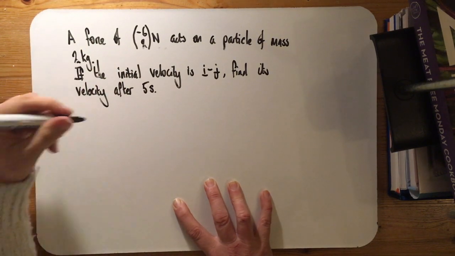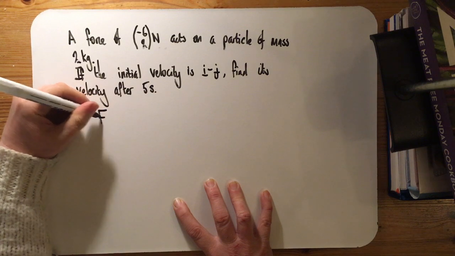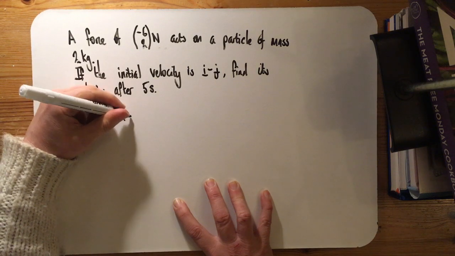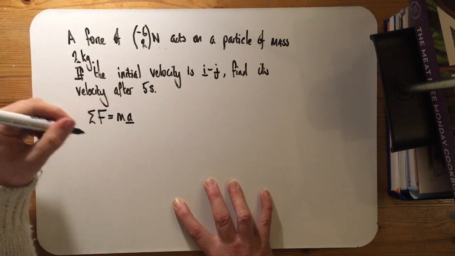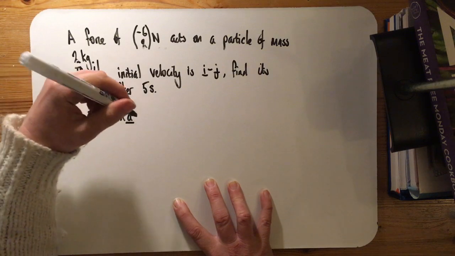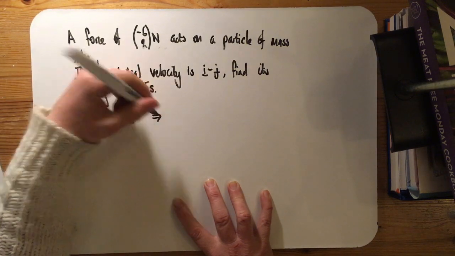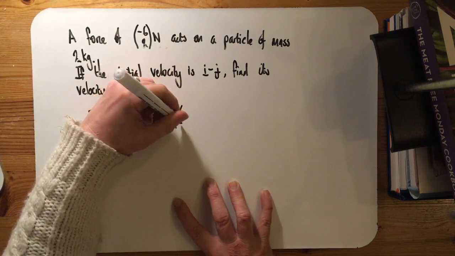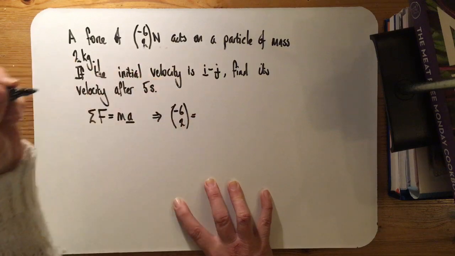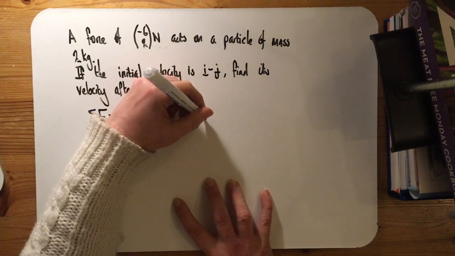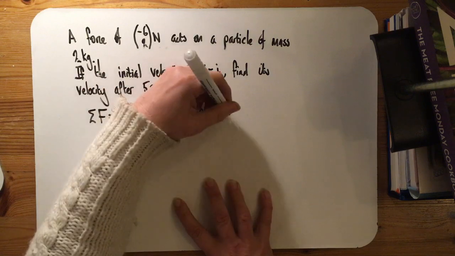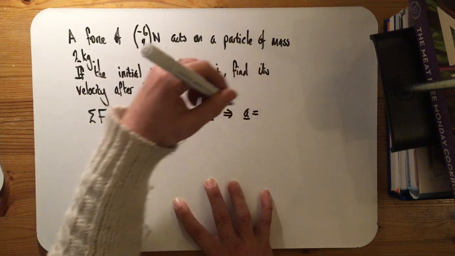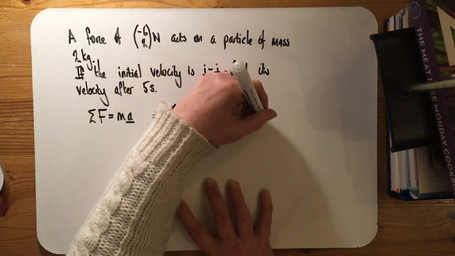Okay, so we can use F equals ma. Remember, F is a resultant force. There's only one force acting here, so we don't have to worry too much about finding a resultant, but you just add your forces together to get a resultant force. It will be a vector, so the resultant force of (-6, 2) is equal to the mass times the acceleration. That gives us that the acceleration is equal to (-3, 1) when you divide by 2.